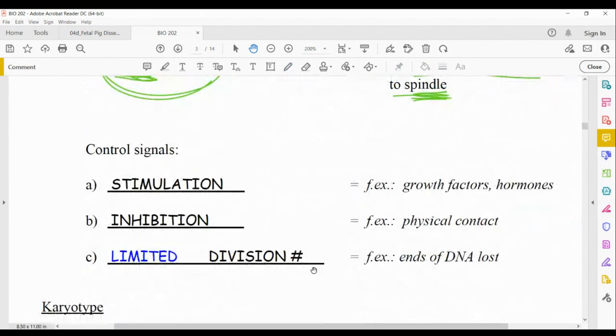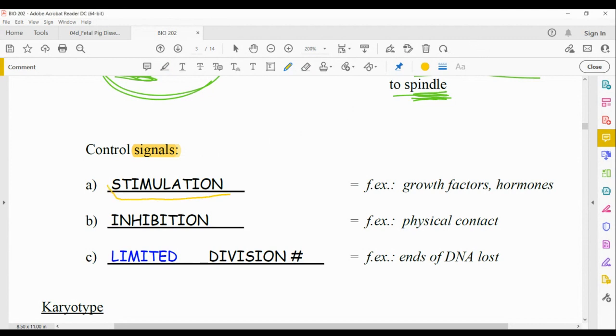I have discussed with you in the chapter, and there are going to be a couple of questions about this in the exam, certain signals that we use to control the cell cycle. So the cell cycle is controlled by a combination of various different things. And what I wanted to do next is to highlight some examples of that.